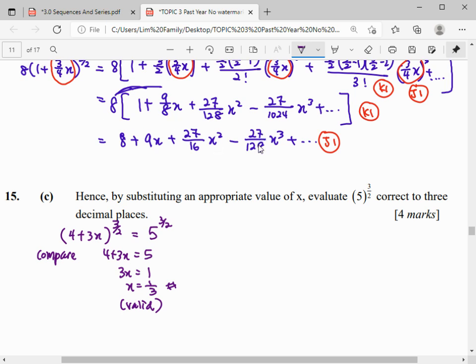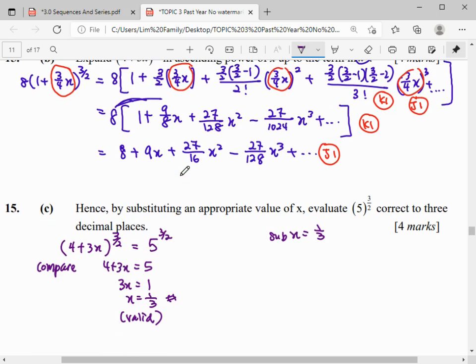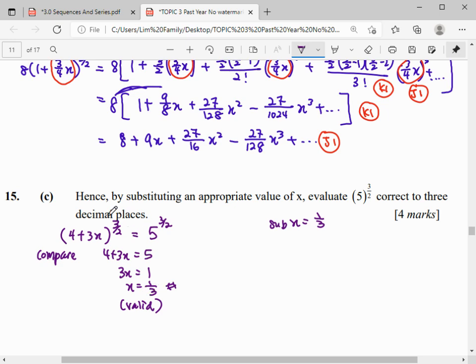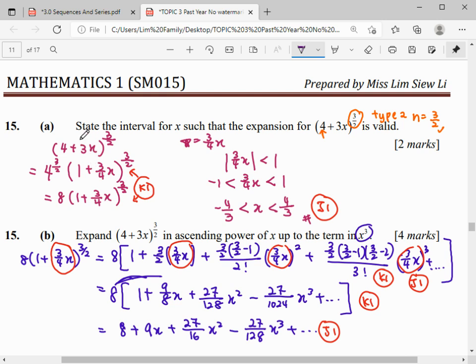Okay, so after we get our valid x, we will substitute x equals 1 over 3 into the left hand side and right hand side. The value of x I take from this pattern. Actually this pattern and this pattern are the same. This title of expansion and this title of expansion are equal to each other.